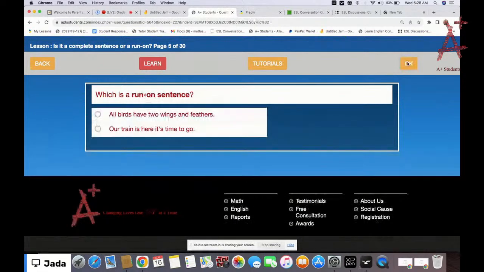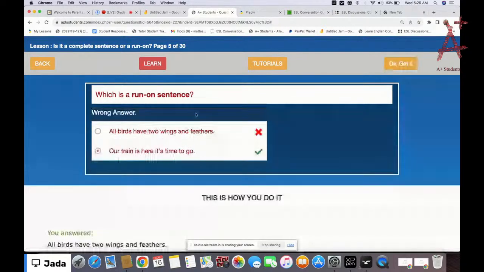Okay, so now which is a run-on here? All birds have two wings and feathers. Our train is here. It's time to go. So let's say that you're not certain and then you just pick one of the answers. Okay, so note that if any of the answers is wrong, all you need to do is just scroll down and it's going to take you to the correct explanation.